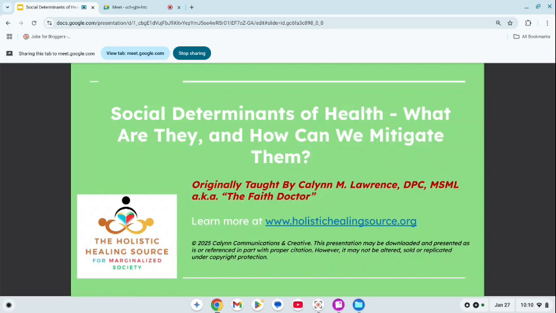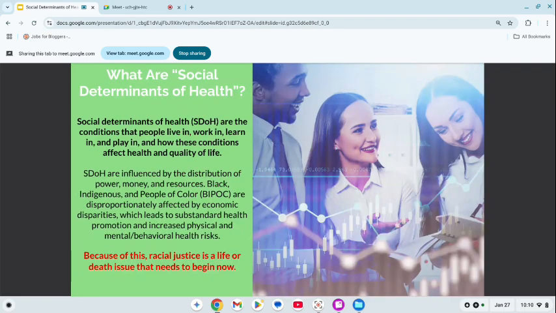All right. Social determinants of health. What are they and how can we mitigate them? Social determinants of health are the conditions that people live in, work in, learn in, and play in, and how these conditions affect health and quality as well as length of life. Social determinants of health are influenced by the distribution of power, money, and resources.